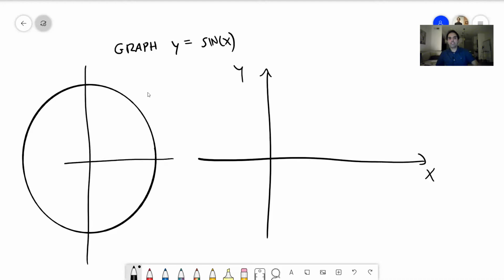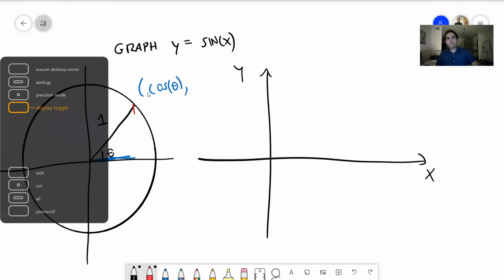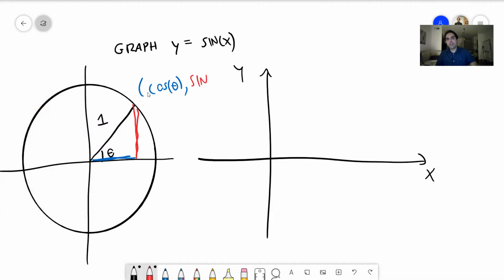Because I would like to remind you, if you have a circle of radius 1 and an angle of theta, then the x-coordinate is given by cosine of theta, and the y-coordinate is given by sine of theta. And my suggestion is, think in this case like a Ferris wheel. So suppose you are on a Ferris wheel here, then sine of theta just gives you the height of the Ferris wheel. And so the graph answers the question, how high are you at what point?